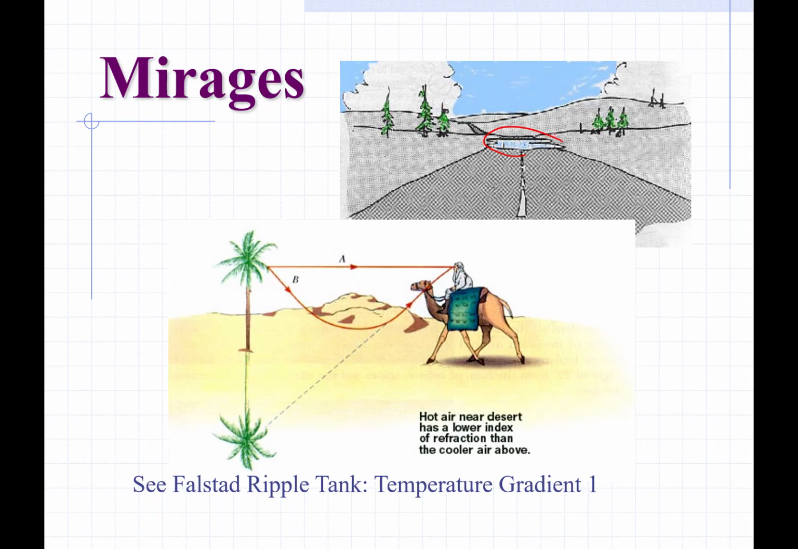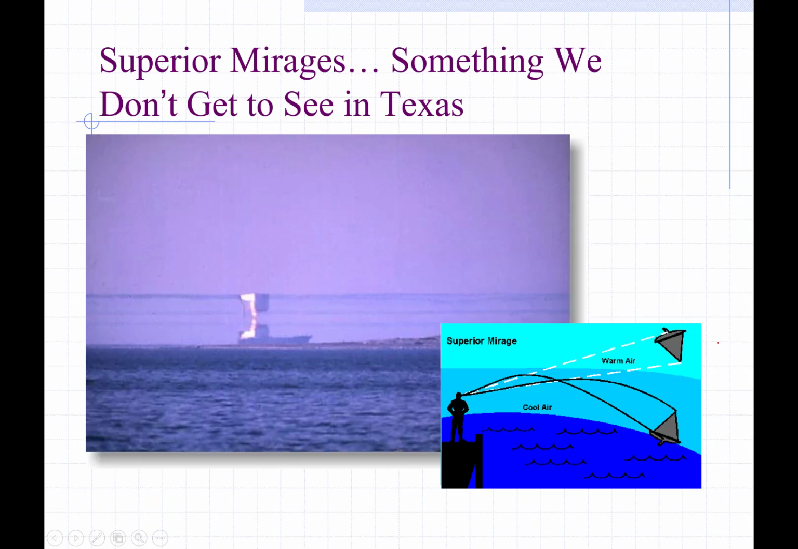So when we see something like a mirage on the road, like right here, it looks like a reflection, it looks like water because we're actually seeing an image of something high up in the air. We're seeing an image of, in this case, just the sky that gets bent up into our eye. The Falstad ripple tank has a nice illustration of this if you go to the temperature gradient example.